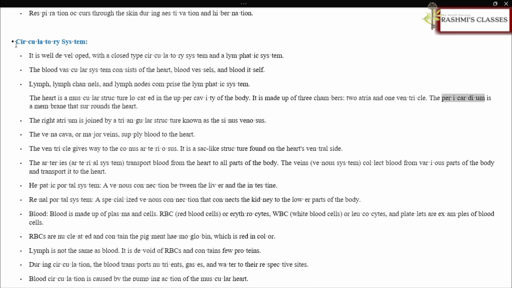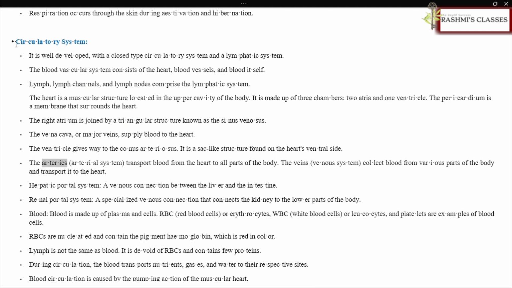The pericardium is a membrane that surrounds the heart. The right atrium is joined by a triangular structure known as the sinus venosus. The vena cava, or major veins, supply blood to the heart. The ventricle gives way to the conus arteriosus. It is a sac-like structure found on the heart's ventral side.